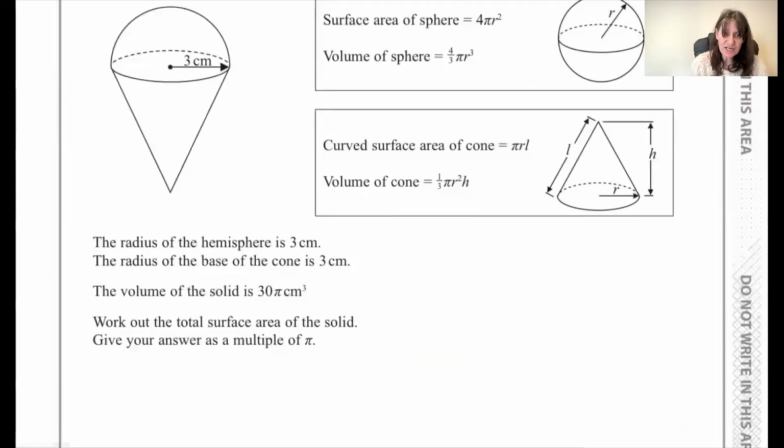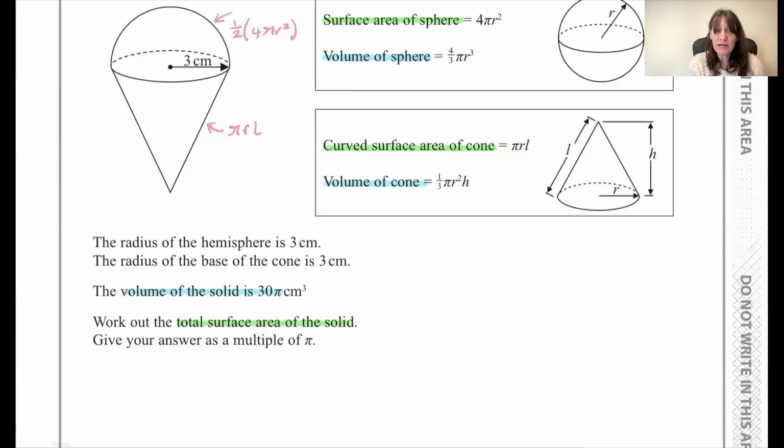Okay, so this question is asking us to find the total surface area of the solid. And we've got that information here and here. These are our formulas for the surface area. We've also been told that the volume of the solid is 30 pi. So our volume information has also been given to us. Now, the solid as a whole is half a sphere and a cone. So if we look at the top of the solid, we're going to have to use half the formula for finding the surface area and the full formula for the cone.